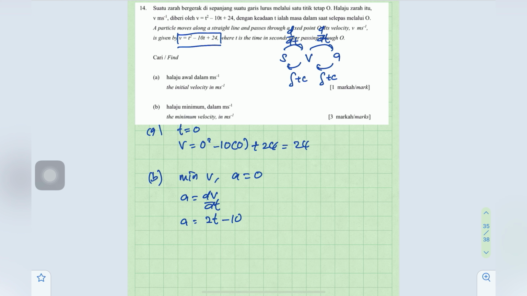Okay, so then equals to 0. So T equals to 5. Okay, so T equals 5, nak cari minimum velocity, T equals 5 into V. So V minimum equals to 5 squared minus 10 times 5 plus 24. Okay, so this one equals to negative 1 meter per second.